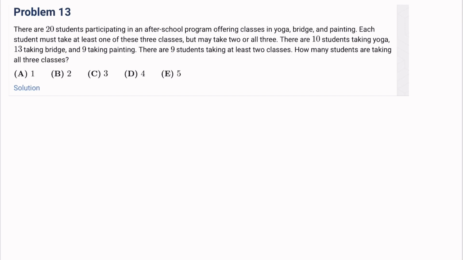Okay, so there are 20 students in total, and there are 10 students in yoga, 13 in bridge, and 9 taking painting. And so if we add them all up, then we have 32 students, 32 people who enrolled in classes in total, right? But there are 20 students, right? So the number of overlaps equals 12, right? It said there are 9 students taking at least 2 classes, so the number taking 3 classes equals 12 minus 9 equals 3. So the answer is 3.